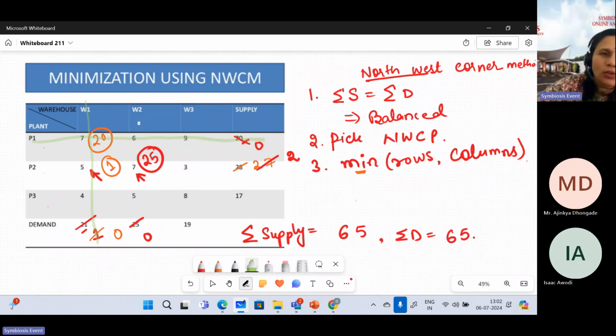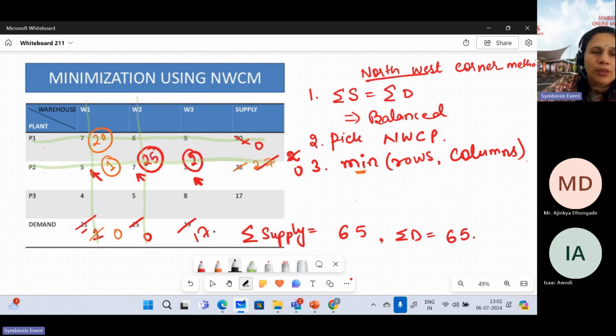The moment you make it 0, W2 is not going to be part of your solution. Now again, the northwest corner point is this 3. For this 3, check the demand and supply. The demand is 19 and the supply is 2. So whichever is smaller, I can make the allocation. So this becomes 2, this becomes 0 and this is 17. And the moment it becomes 0, there is no significance of P2.